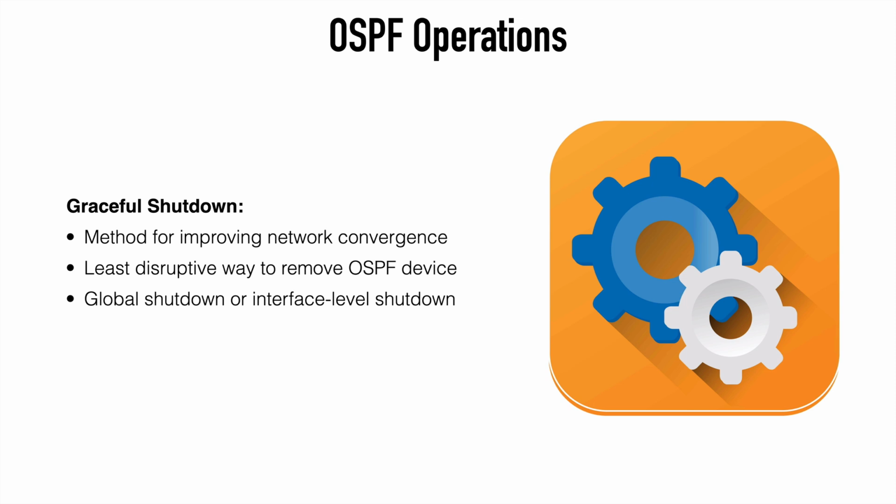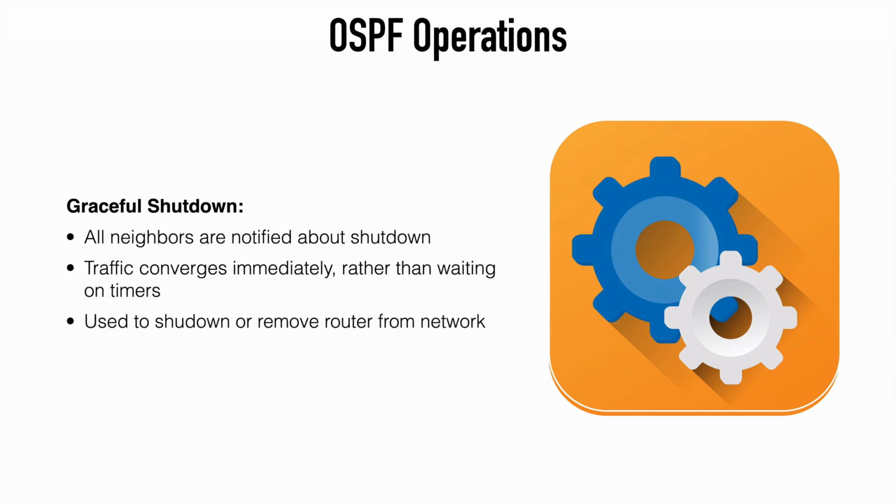OSPF Graceful Shutdown is a way we can improve network convergence in cases where we want to remove or shut down an OSPF-enabled router. This is the least disruptive way to remove an OSPF router from a network, and that can be done globally, on the OSPF process, or at an interface level. The advantage here is that instead of waiting for our timers to expire so that the network can reconverge, the Graceful Shutdown operation will go ahead and notify all of the OSPF neighbors of what's happening so that they can direct network traffic over an alternate path, giving us a faster convergence time. By doing this, if we need to completely shut down or completely remove a router, we already have alternate paths in place and we minimally impact our network.